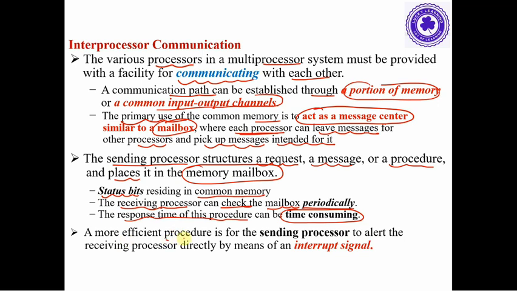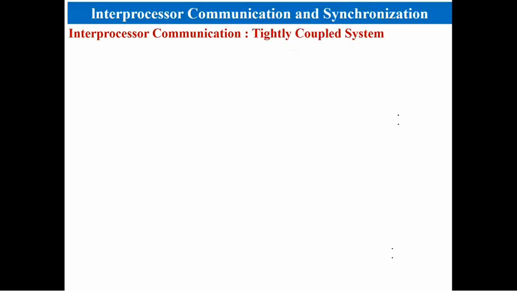A more efficient procedure is for the sending processor to alert the receiver. Suppose one processor P1 is sending a message to another processor P2. Then P1 has to alert P2, stating that whatever message it wants to send is available in the common shared memory mailbox, so that the other processor can accept the message from the common shared memory. It is to alert another processor by means of an interrupt signal. This one I can show you pictorially.